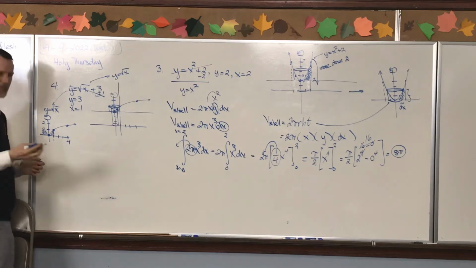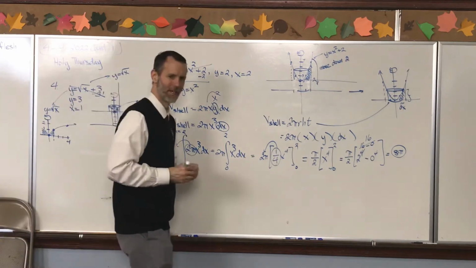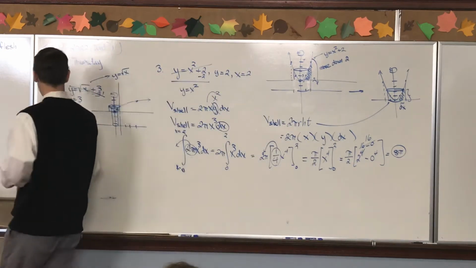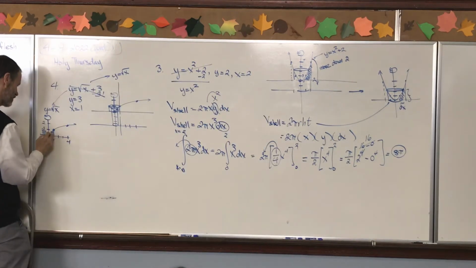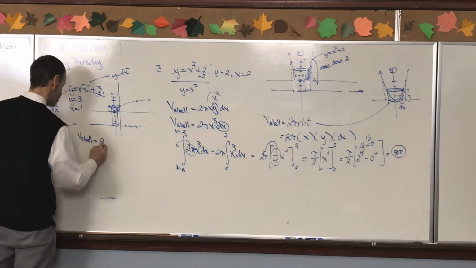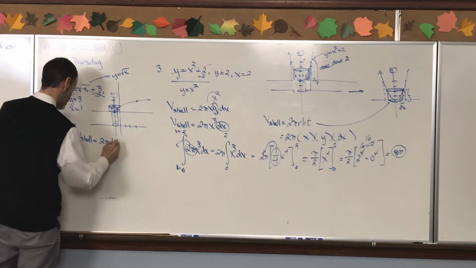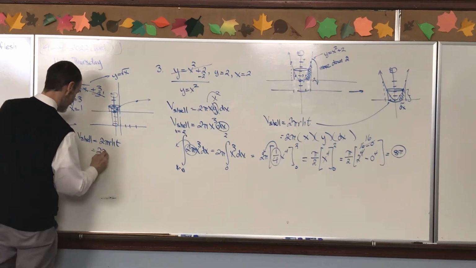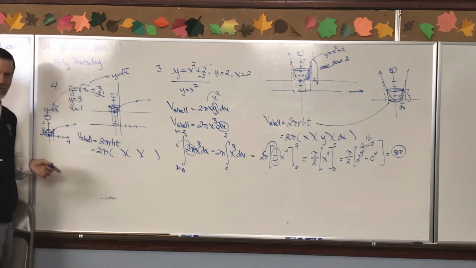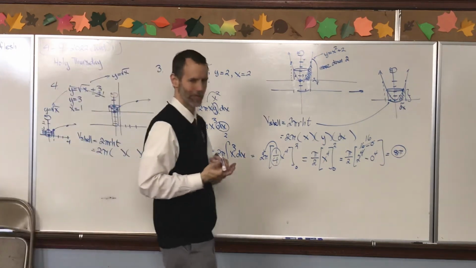First of all, do you use discs or shells? Shells. So if you're doing shells here, what's the volume of a shell? 2 pi r h t. Fill in the missing parts. What's r, what's h, and what's t in our picture?